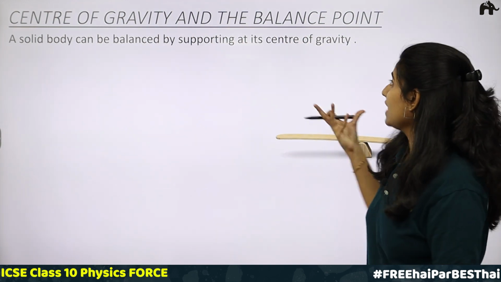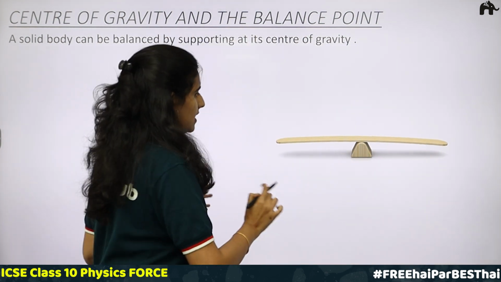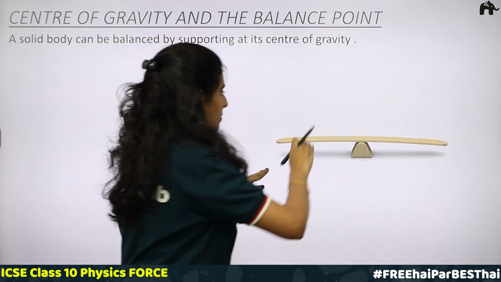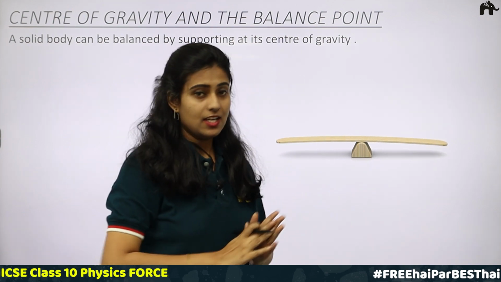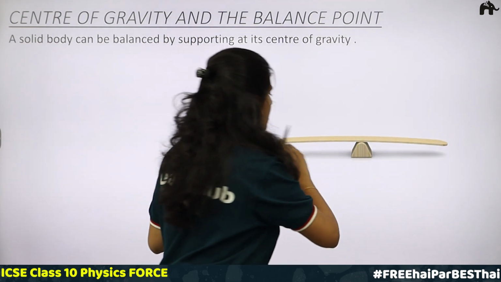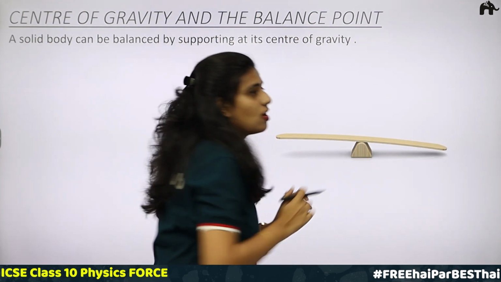Next, the center of gravity and the balance point. What is a balance point? Here you can see a body is supported with this. What is happening? The body is oscillating. So when this is adjusted at a point, what happens? This body will come to horizontal, and that point is called the balance point.